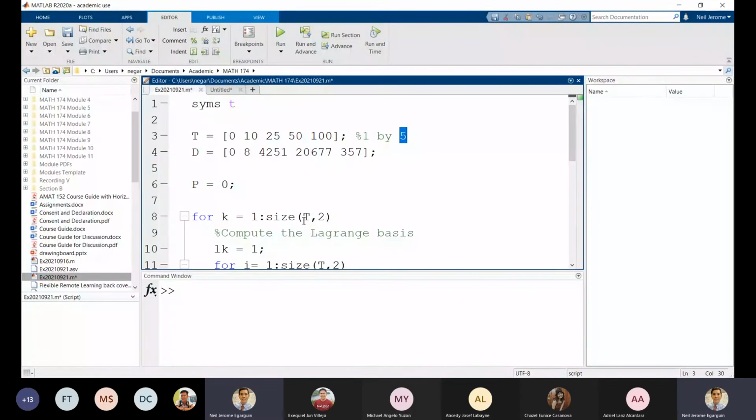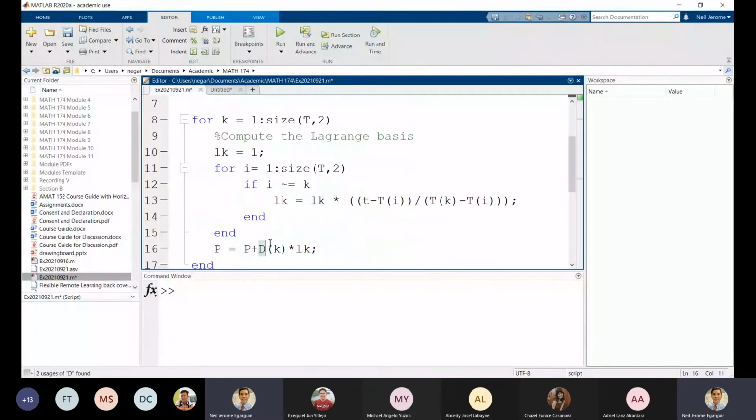Now, kung makikita nyo dito sa line 16, dito ko nako-compute bawat term or paano ko nabubuo yung summation for K. Kinukuha ko yung previous value ni P, tapos dinadagdag ko lang yung function value at the kth abscissa. So ito yung D of K. So ito yung number of deaths at the kth day times LK. Yung LK, siya yung Lagrange basis polynomial L sub K.